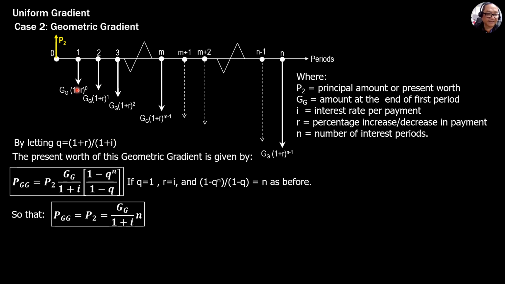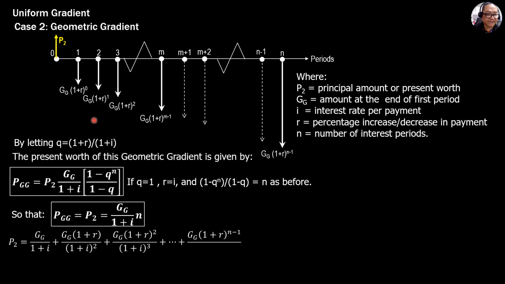then it is the sum of the present worth of each of these payments, found by dividing each by 1 plus I to the power n. So for the first period, at the end of the first period, we divide it by 1 plus I to the 1. Take note that G sub G times 1 plus R to the 0 is just G sub G. This one we divide by 1 plus I squared, this one 1 plus I cubed, and so on and so forth. Then the last, G sub G quantity 1 plus R to the n minus 1, divided by 1 plus I to the n.